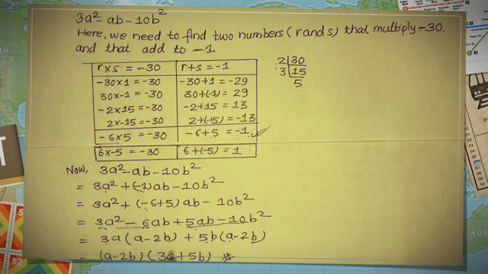Okay, and look at here. Now in these terms, a minus 2b is common, and after a minus 2b is taken common, what is left? 3a is left here from here, and from the other term 5b is left. A minus 2b is already taken common. Okay.